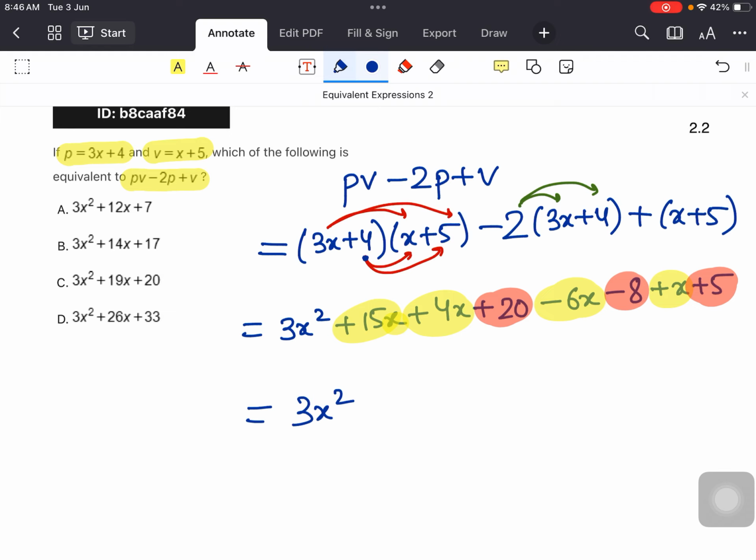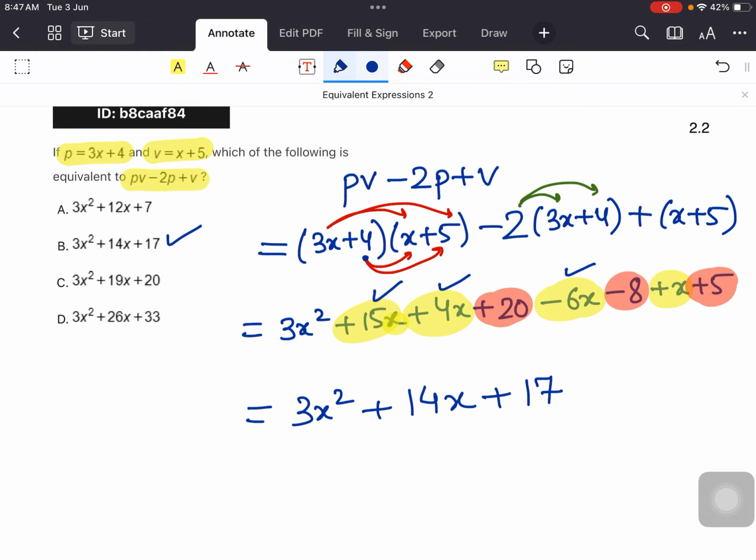Just work out with x. So 15 plus 4 is 19, 19 plus 1 is 20, and 20 minus 6 is 14. We can do either way. So this is 14x, and lastly constants, 20 minus 8 is 12, 12 plus 5 is 17. So yes, I have obtained this quadratic expression, and I can find this option in B. So my answer is B.